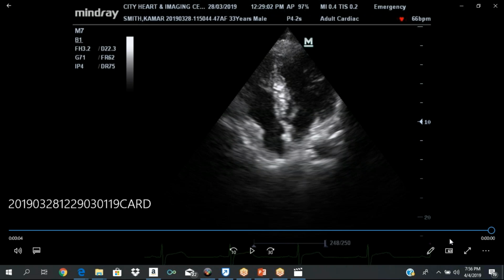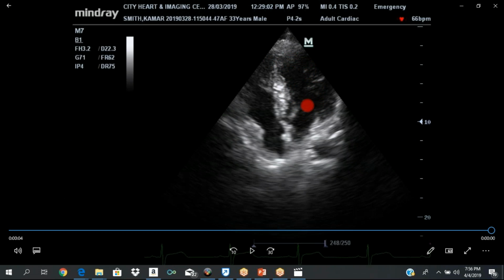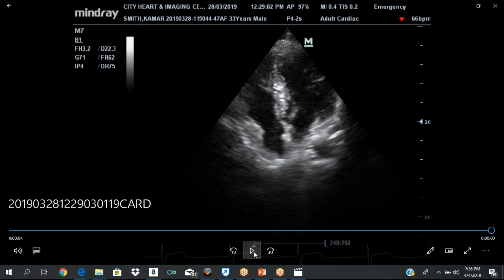This is your LV cavity right there. This is the lateral wall, your apex, ventricular septum. So mitral valve is right inside there. It's anterior leaflet of the mitral valve, the posterior leaflet. This is your left atrium, right atrium, the atrial septum, right ventricle, and your descending aorta. So let's put it in motion.